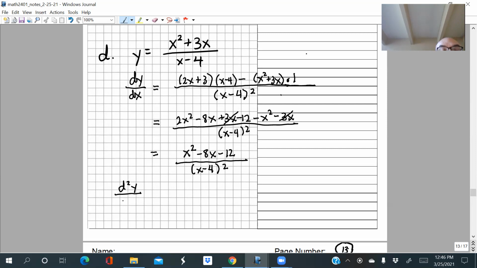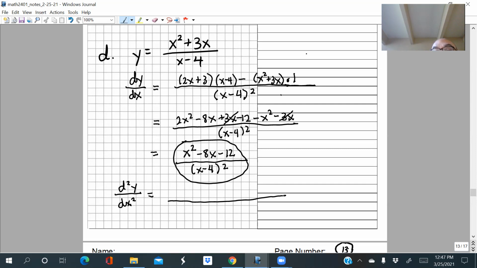Now I want to find the second derivative. This is the way you denote the second derivative in the old style notation, d squared y over dx squared. I'm finding the derivative now of this, because that's the derivative of the first derivative. Man, that's going to be tough. So how do I do that? I have to use the quotient rule again.